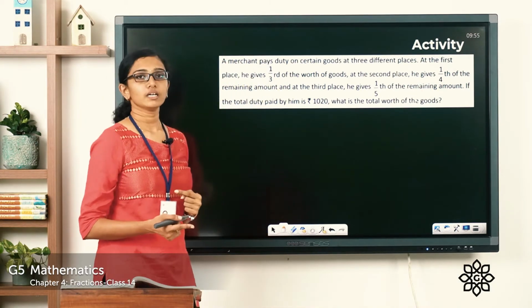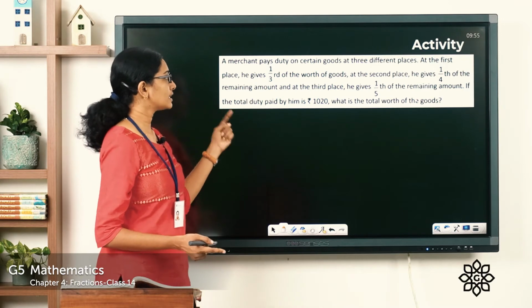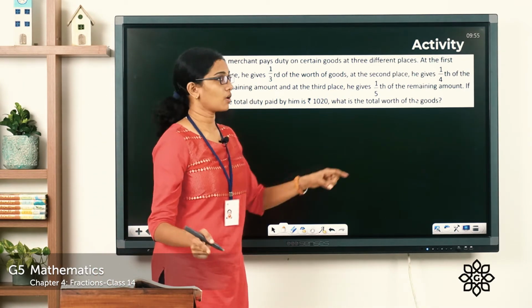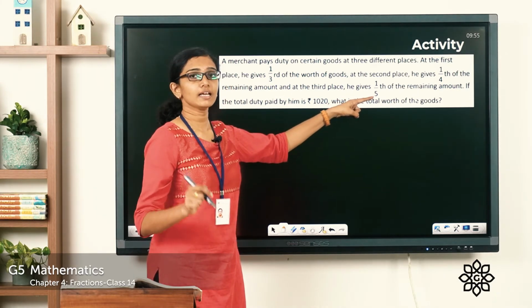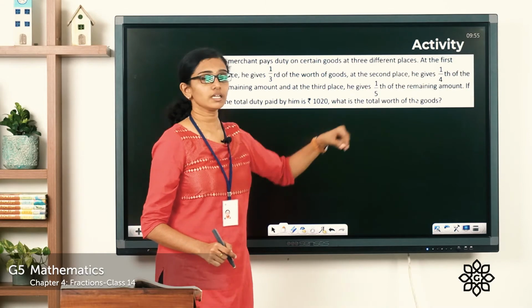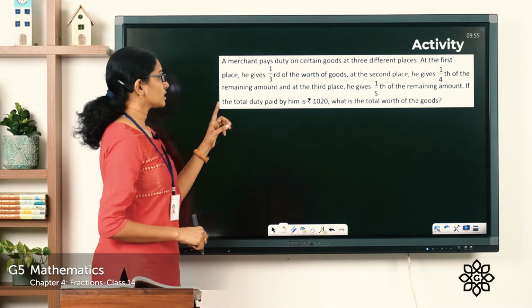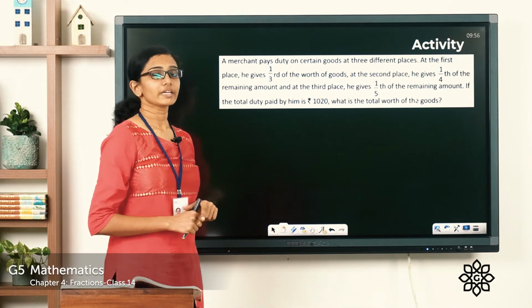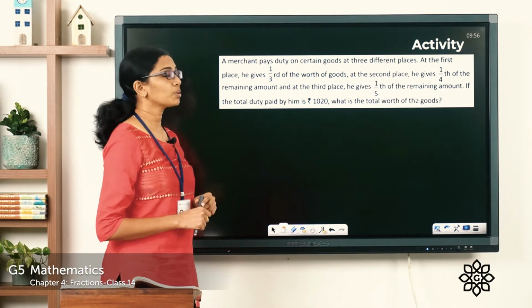Now, then an amount will be remaining. So at the third place, he divides this remaining amount into 5 equal parts and pays one part out of the remaining amount as the duty. And the total amount that he paid as duty is also given in the question. Then how would we find out?